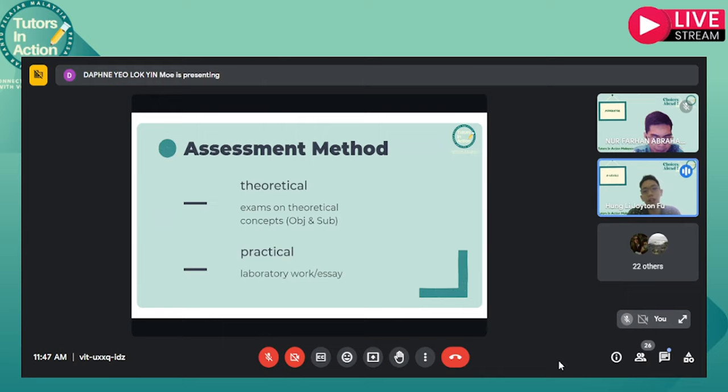Whereas for other subjects like economics and law, you also have essay papers. This kind of paper, from what I hear from my friends, is pretty difficult because after all, the essays are kind of subjective to the examiner. So yeah, that one definitely requires more practice. All right, the next one.